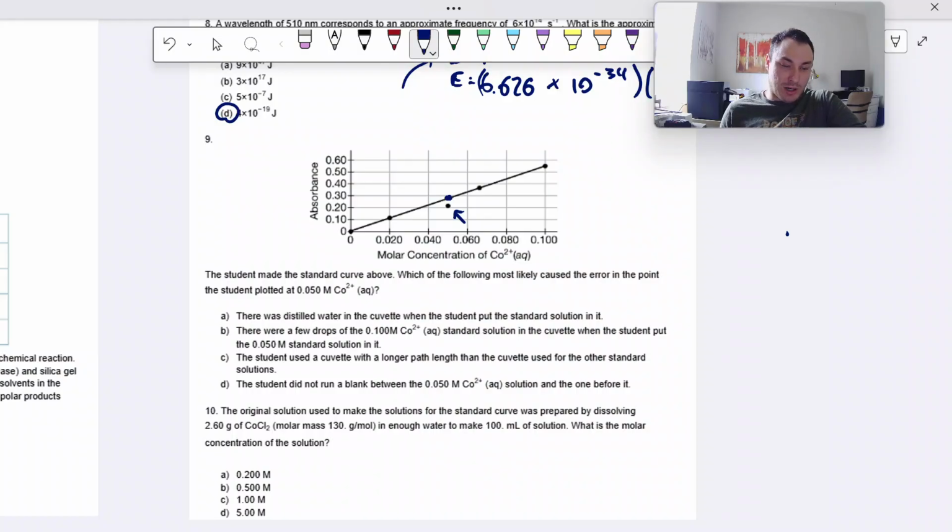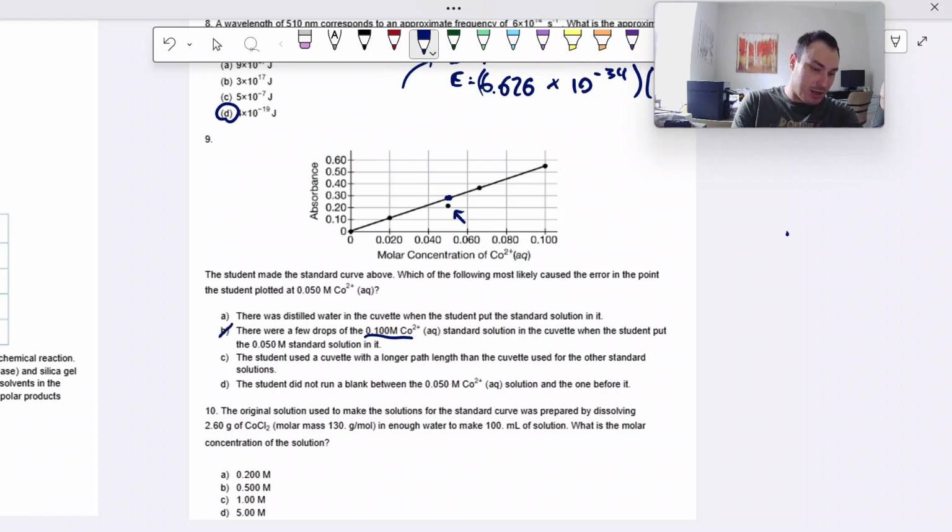A, there is distilled water in the cuvette when the student put the standard solution in it. I think that could work. If we had distilled water in there, that means we accidentally diluted it a little bit too much, and the absorbance would be less than what we expect. B, there were a few drops of the 0.1 molar cobalt-2 ion standard solution in the cuvette when the student put that solution in. That wouldn't make sense. That means our absorbance would be higher than what we would expect because we're concentrating it. We would be accidentally adding too high of a concentration in there.